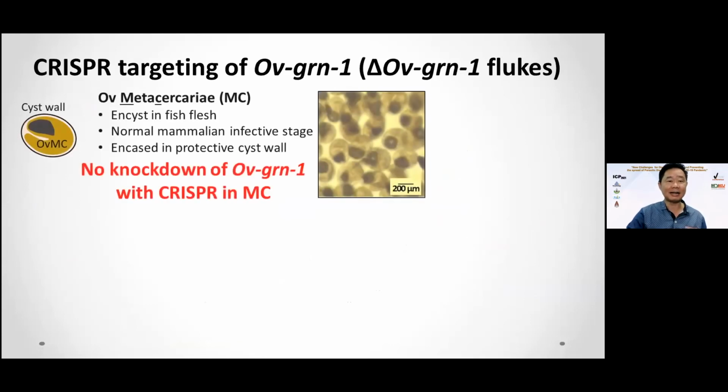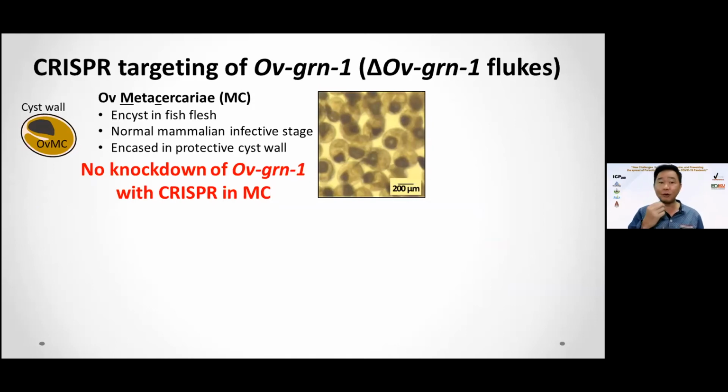So after that, we can prove CRISPR-Cas9 works well in the adult worm, but we still cannot prove whether this worm will have an effect in the host or in the real pathology or not. So we need to do something. We cannot knock out the adult worm and then implant it into the hamster.